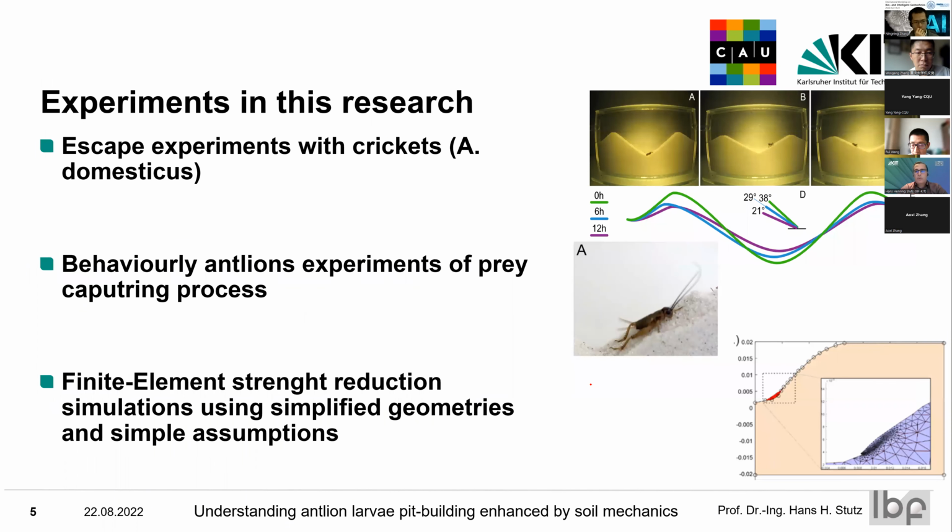And for this research, basically we did three different things. First of all, we did some escape experiments with a cricket. Why crickets, I will explain. Then we did some behavioral studies of the antlion, and we filmed the antlions, what happens when it captures some prey. And last, we applied some finite element analysis using a simple strength deduction method to check some simple hypotheses and assumptions.